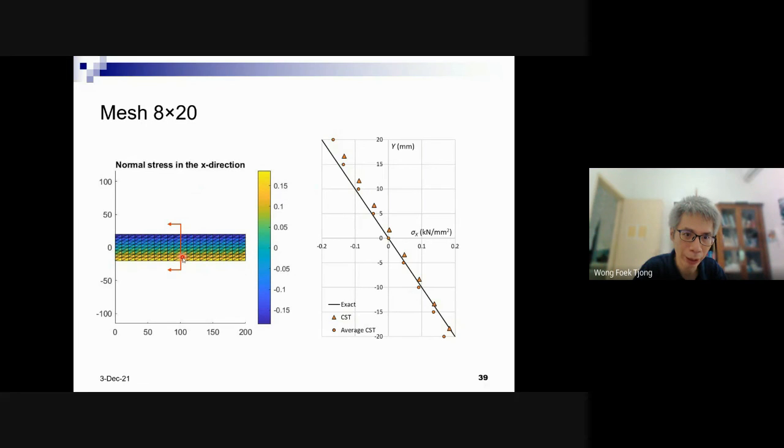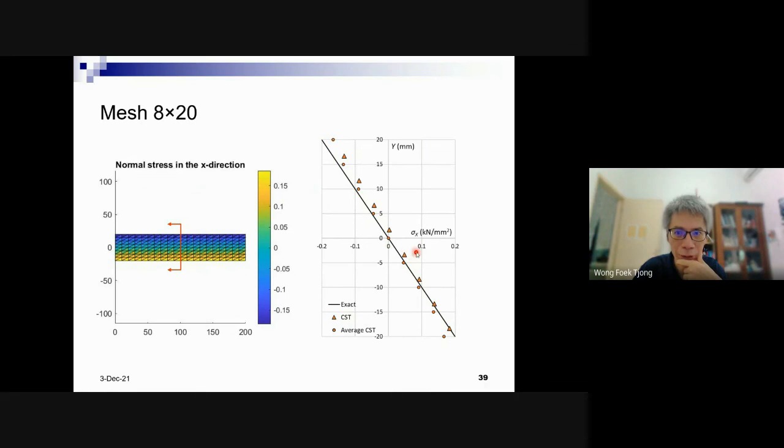Another way is just to take the results for each element at the nodes and then take the average. This is the average stress at the nodes. Okay, it's a little bit inaccurate here, but in the middle the stress is quite accurate, right? But inaccurate outside. Any questions?